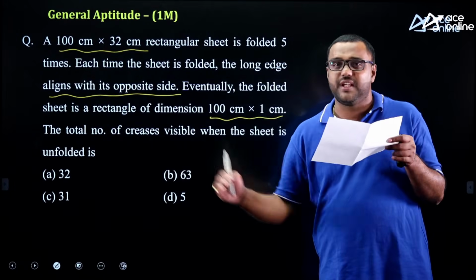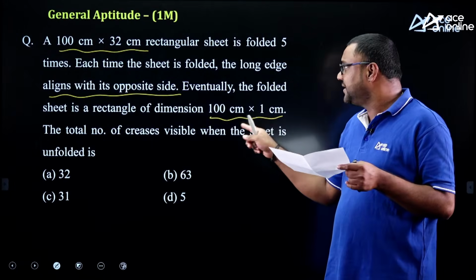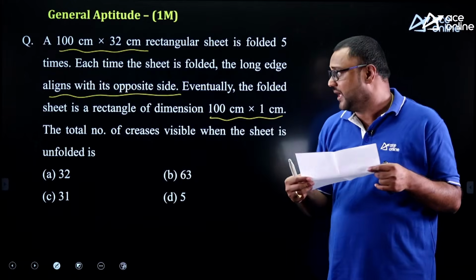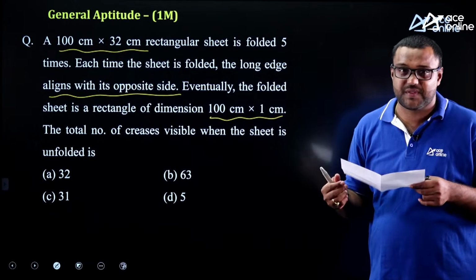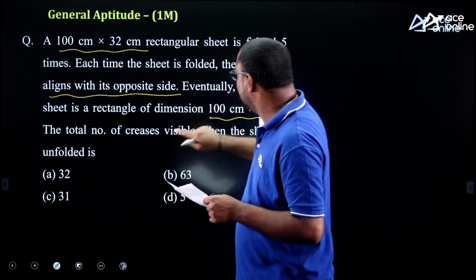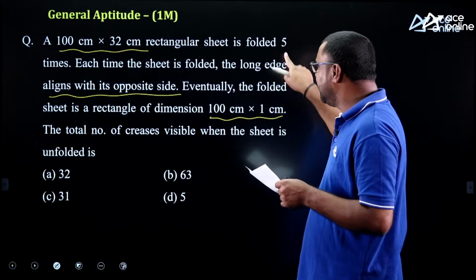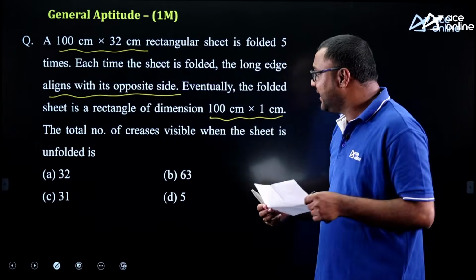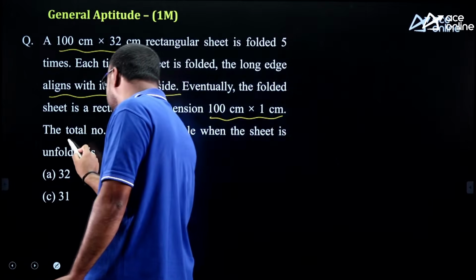Clearly, length is not changing, only breadth is changing, right? Now, you have to fold 5 times. 10 centimeters by 32 centimeters, you should get 10 centimeters by 1 centimeter. You are folding 5 times. Now, they are asking for the total number of creases.